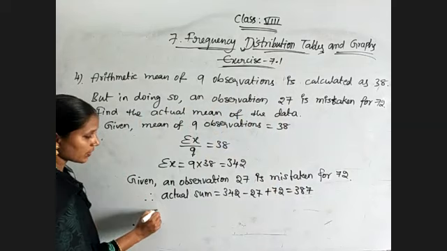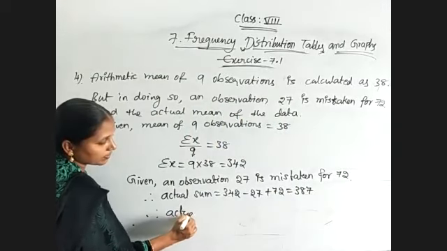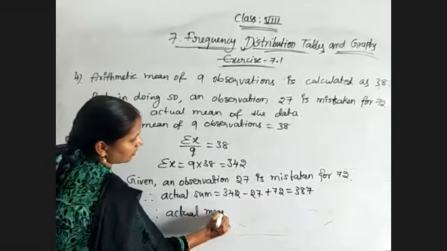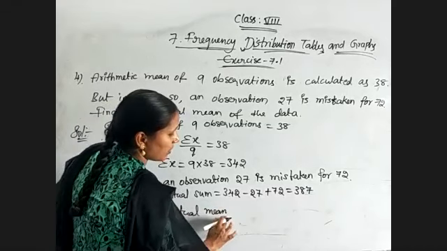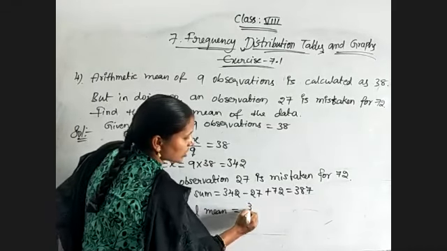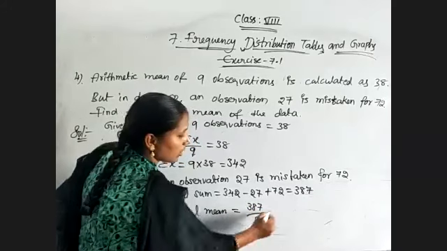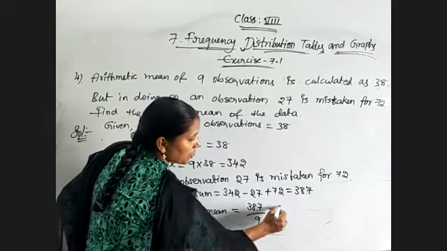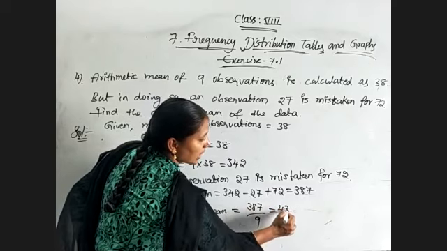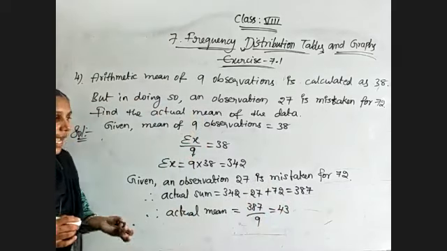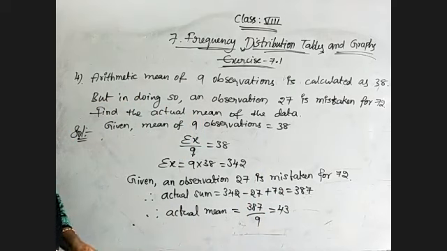Therefore, the actual mean is equal to the actual sum, 387, divided by the number of observations, 9. So what will we get? 9 4s are 36, 27, 9 3s are 27, so 43 will be the actual mean.